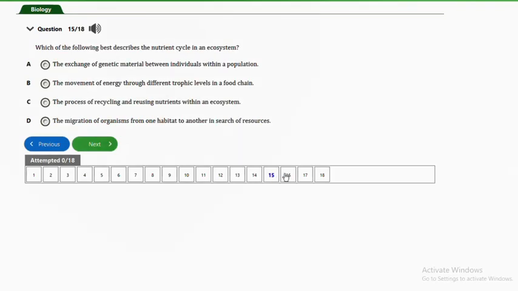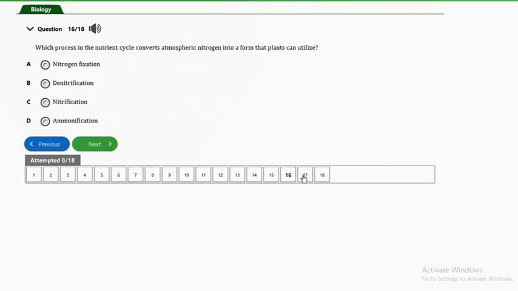So we have the next question, question number 15. The question says, which of the following best describes the nutrient cycle in an ecosystem? A, the exchange of genetic material between individuals in a population. B, the movement of energy through different trophic levels in a food chain. C, the process of recycling and reusing nutrients within an ecosystem. And D, the migration of organisms from one habitat to another in search of resources. So guys, the option that best describes the nutrient cycle in nature is option C, the process of recycling and reusing nutrients within the ecosystem.